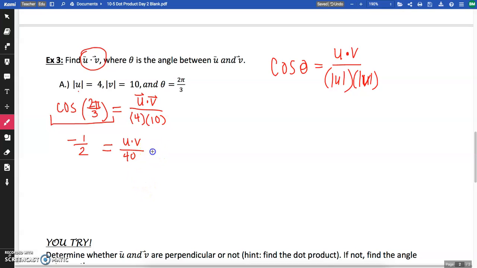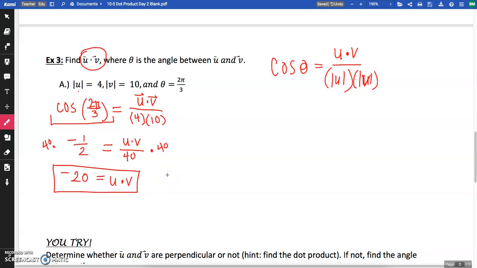Now I will solve by multiplying by 40 on both sides. Just regular algebra here to get -20 equals U dot V. And I'm done because it said find U dot V. U dot V is alone. So that's it. That's the dot product of those two vectors.